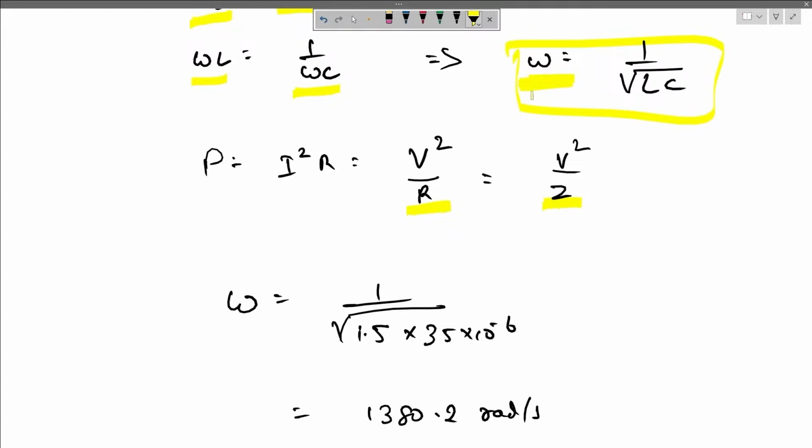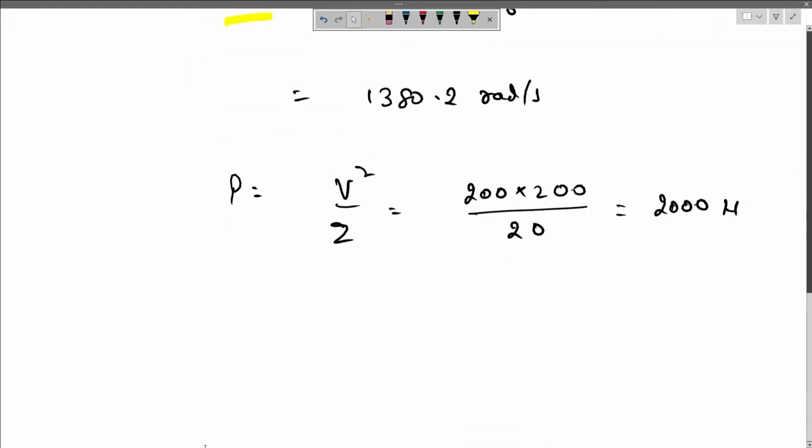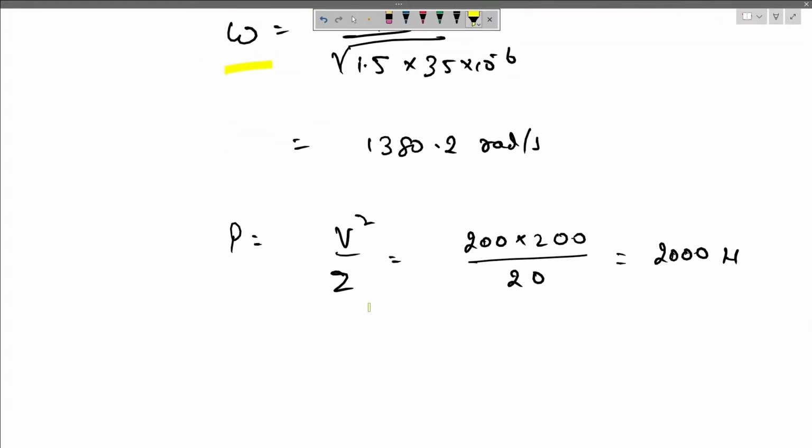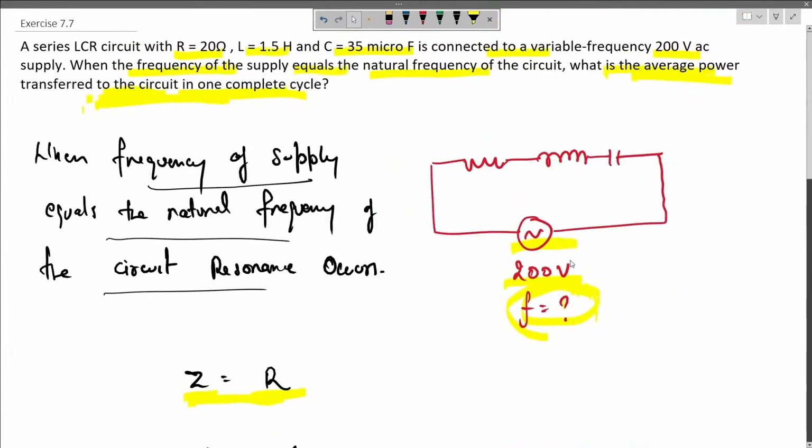Now upon using this formula for omega, we find the value of the resonance frequency to be about 1380.2 radians per second. For power, we can use the formula V square by Z. Since the given quantity is 200 volt and Z is equal to the resistance, that is 20 ohm, we get a value of 2000 watts. So at resonance in this LCR circuit, the average power transferred to the circuit in one complete cycle is going to be 2000 watts.